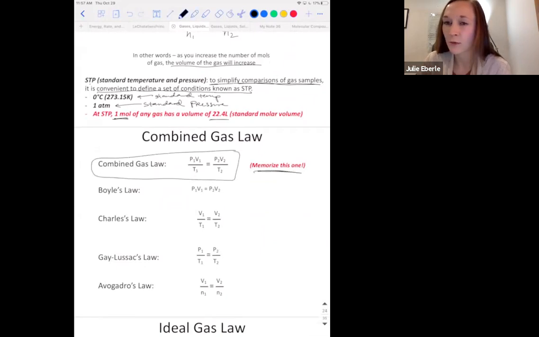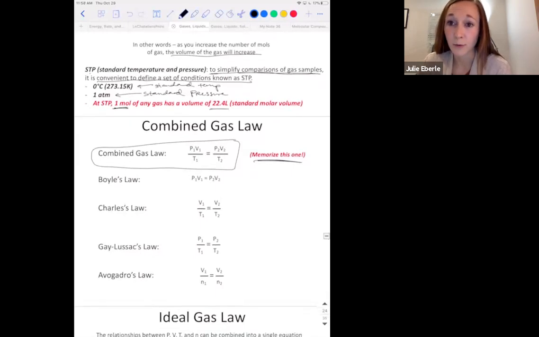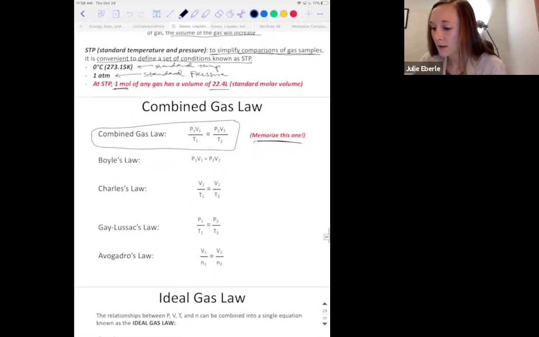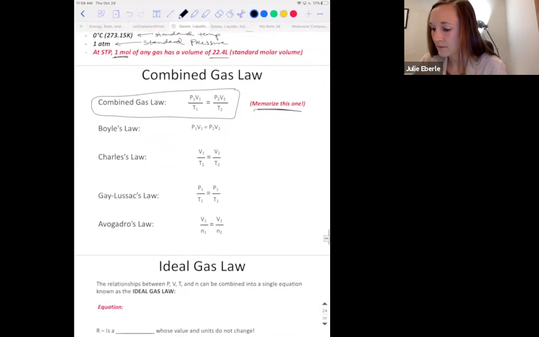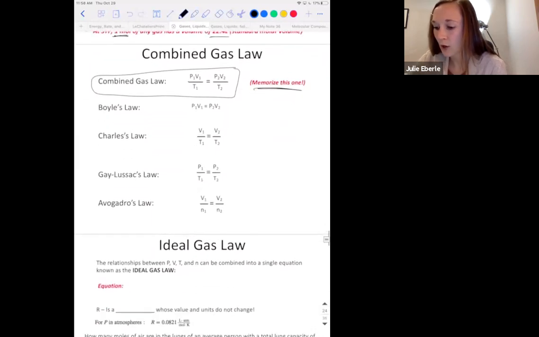And I used to tell people memorize it, but all of your exams this semester are open note. So just as long as you know which one is the combined gas law, you really honestly don't have to memorize much of anything this semester. But there's kind of a summary, all the gas laws on one page.